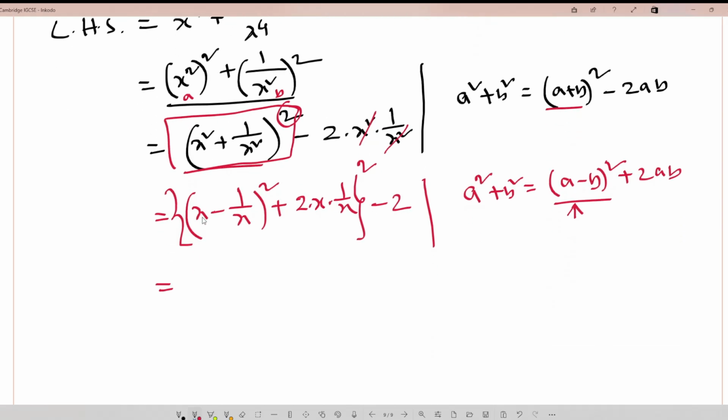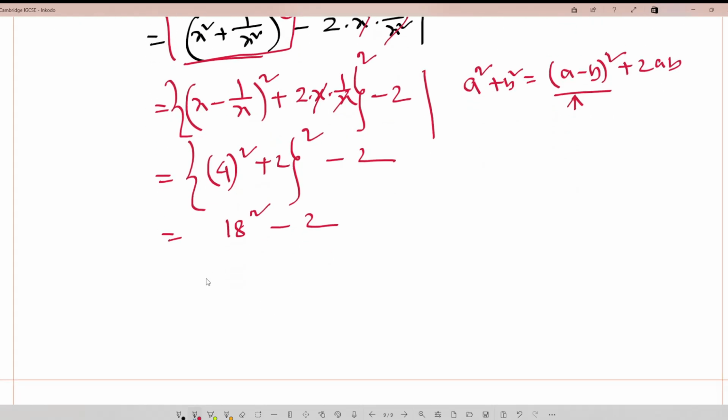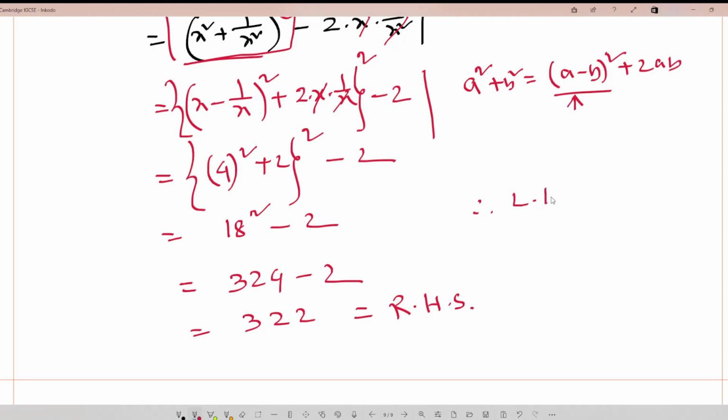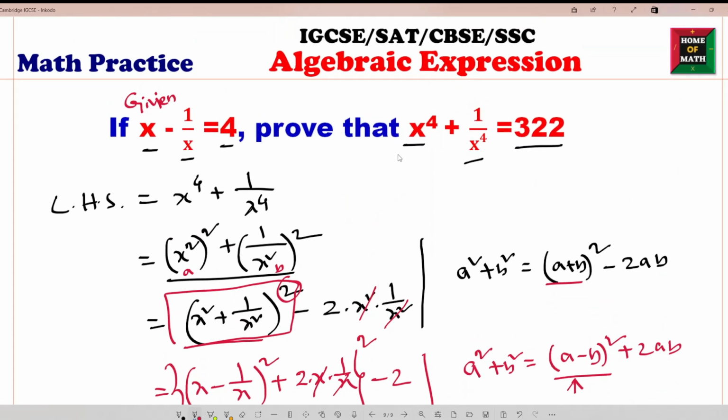Now x minus 1 by x means 4, then squared, here the x and x cancel out, plus 2, and the whole square minus 2. So here is 16, 16 plus 2 is 18 square minus 2. What is the value of 18 square? It will be 324, and minus 2. The result is 322, which is the right hand side. So left hand side equals right hand side. It is proved.